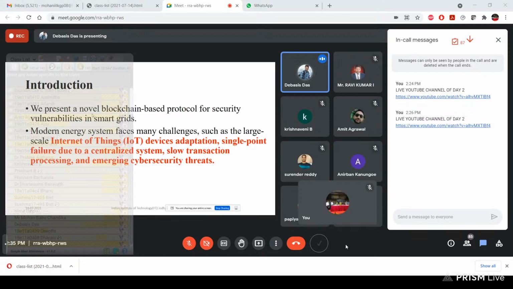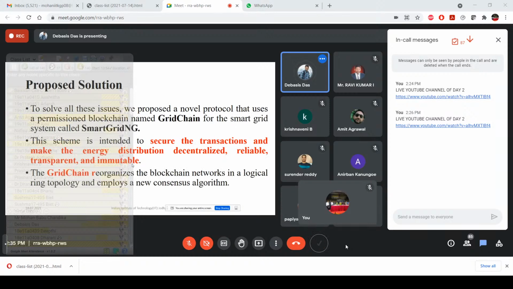Our objective is a novel blockchain based protocol for security vulnerability in the smart grid. The modern energy system has many challenges, as I mentioned: IoT device adoption, a large number of IoT devices wanting to join the network, single point of failure due to the decentralized system, slow transaction processing, and emerging cybersecurity threats. So here we solve this issue.